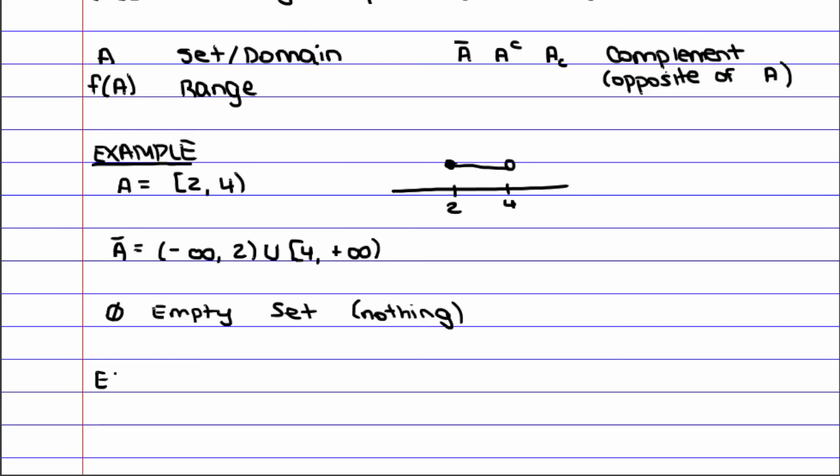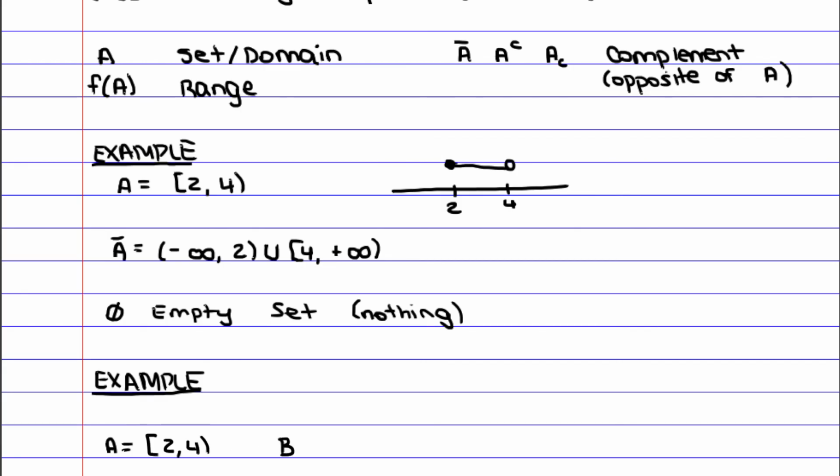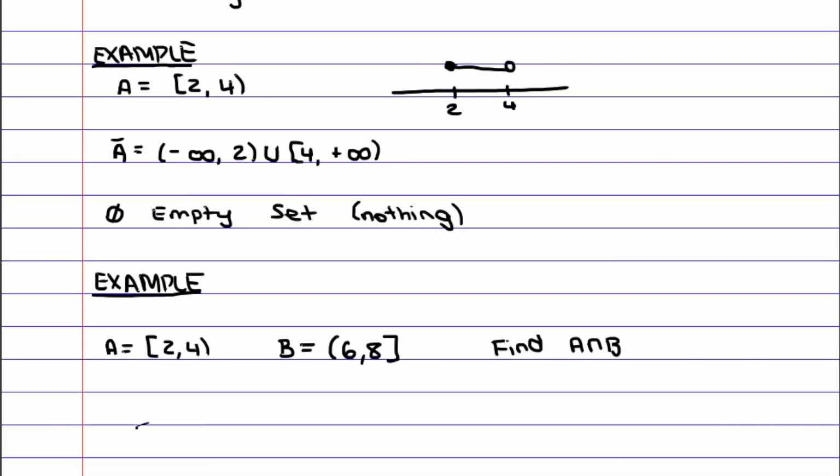So for example, if you have 2 sets, so maybe again 2, 4, and then 6, 8, and they ask you for the intersection. Again, the best thing to do is to visualize it on a number line. So we have A, which is from 2 included to 4 not included, and B, which is from 6 not included to 8 included.